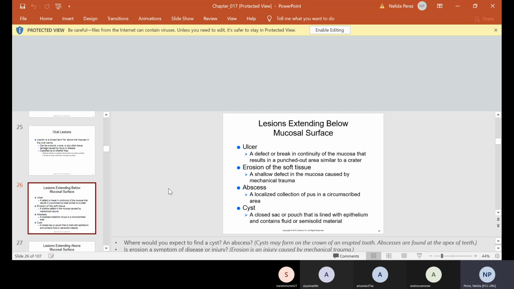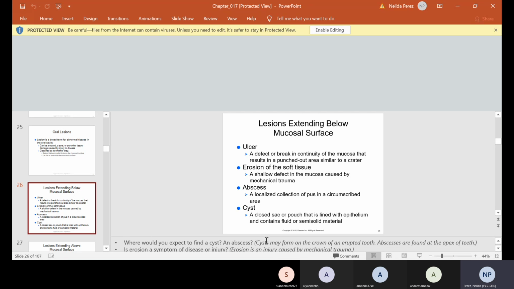There's erosion of the soft tissue. It may be a shallow defect in the mucosa caused by mechanical trauma. An abscess is a localized collection of pus in a circumscribed area. A cyst is a closed sac or pouch that is lined with epithelium and contains fluid or semi-solid material. Now, where would you expect to find a cyst or an abscess? Cysts may form on the crown of an erupted tooth, but abscesses are usually found at the apex of the teeth.